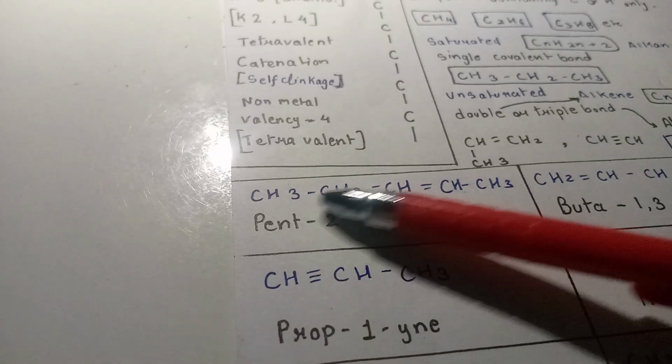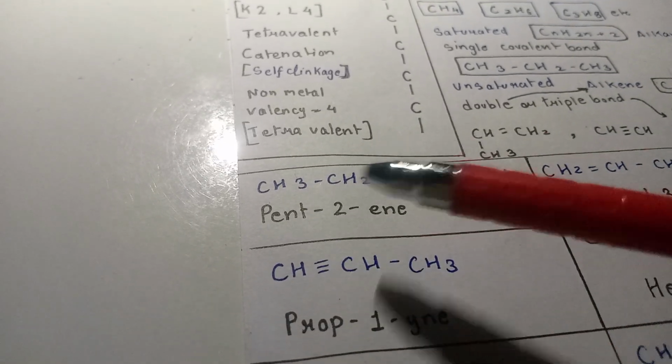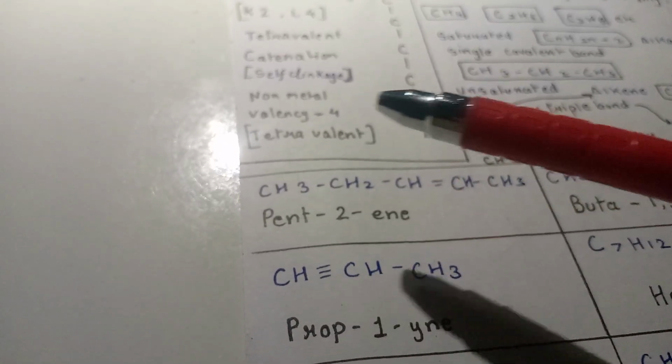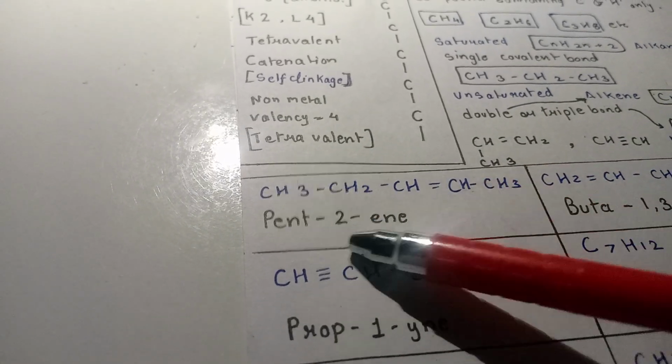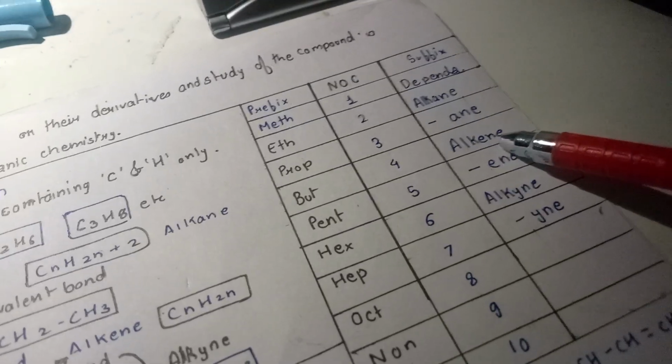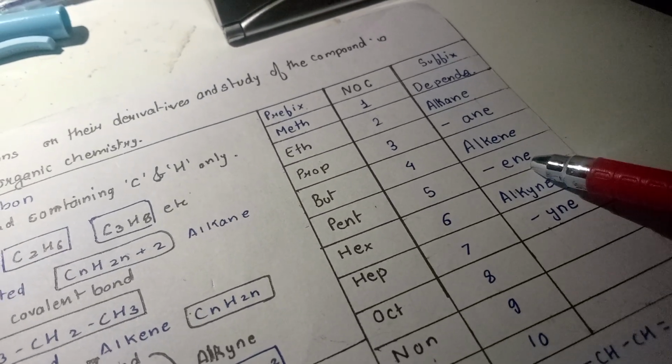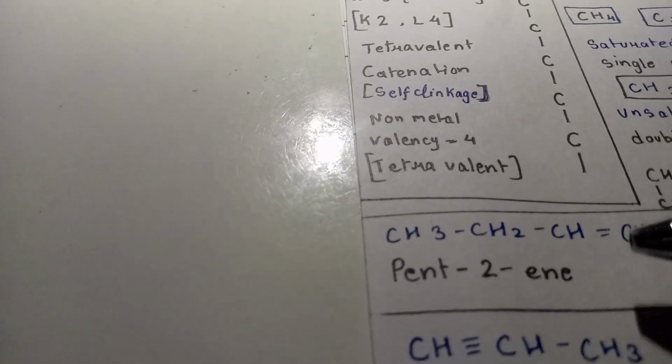So 5 carbons, pentane, but half pent. Then second carbon पे double bond है तो 2, and because it is double bond, we chose the suffix of ene, and therefore it is called pent-2-ene.